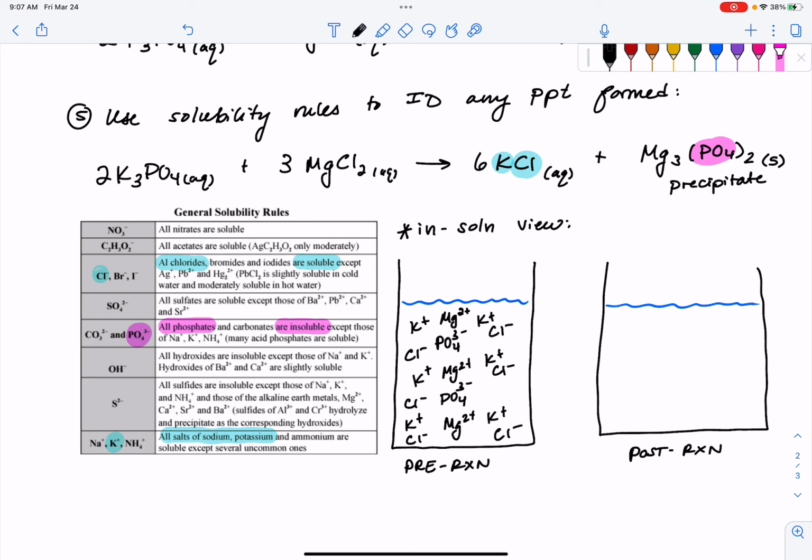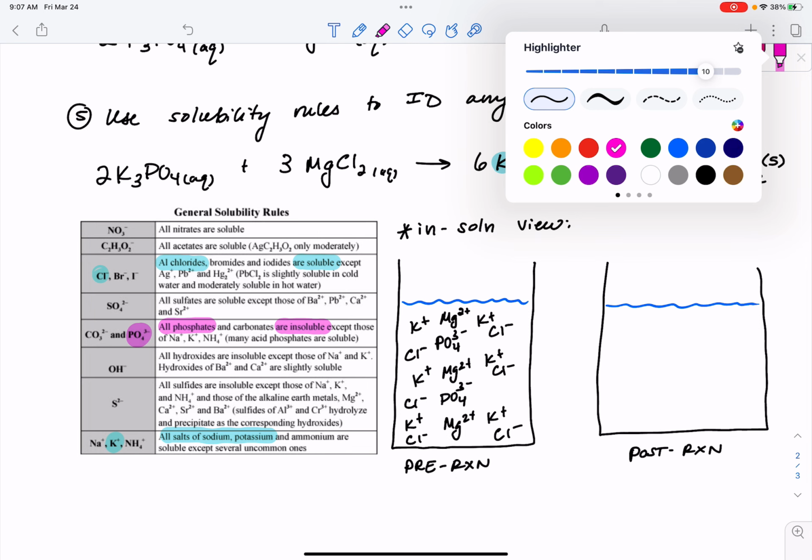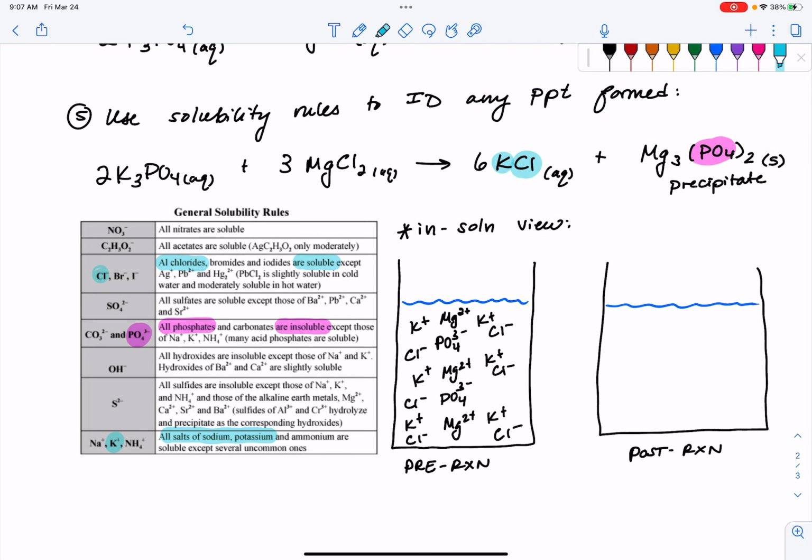And as a result, we are going to form product compounds, potassium chloride, which is a result of the association between our potassium and our chloride ions. Notice we do in fact have 6. But because these are aqueous, I'm just going to leave them in their ionic form.